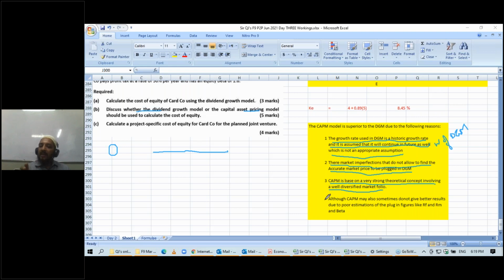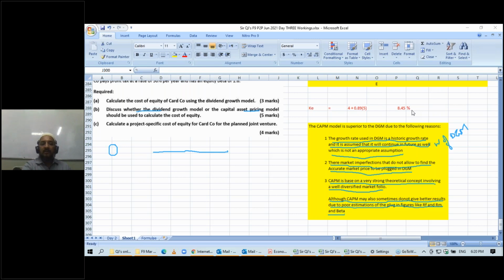So when these have strengths, they should also have weaknesses as well, because this is not a science, this is not a law. So now what is the weakness? CAPM may sometimes not give better results due to poor estimation of the plug-in figures. Like if you don't get the risk-free rate correct, or you don't get a correct market rate and beta, then the CAPM will also not give good results. So that's the weakness point of CAPM.